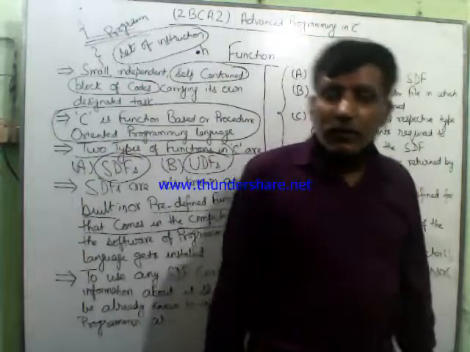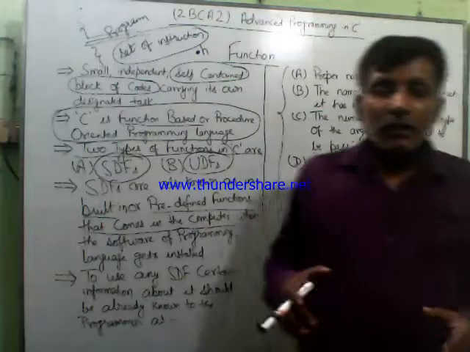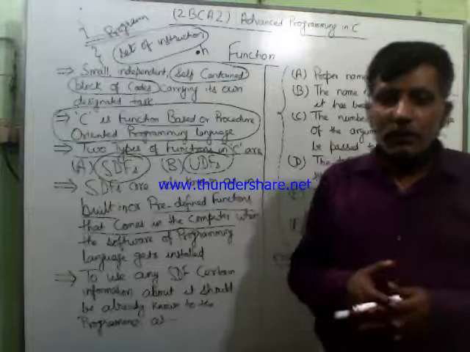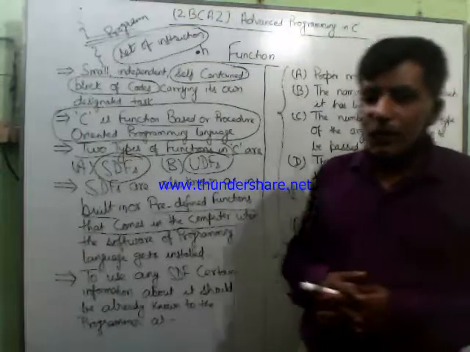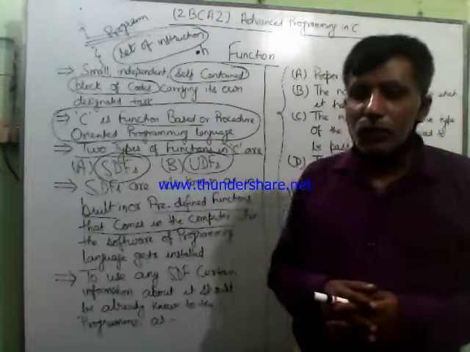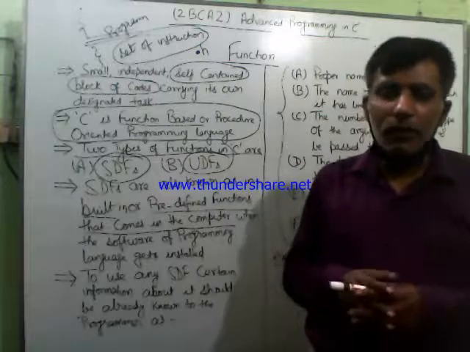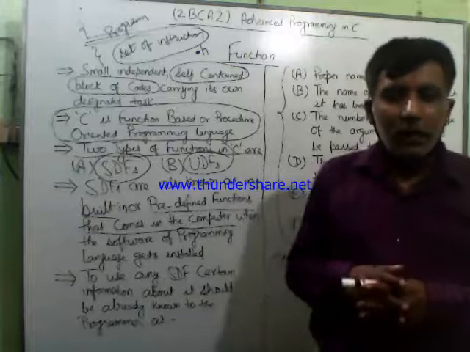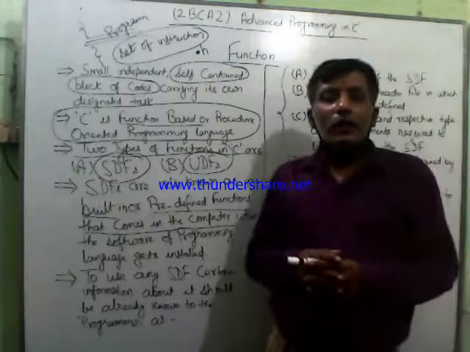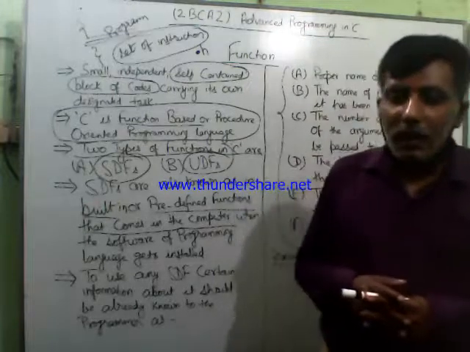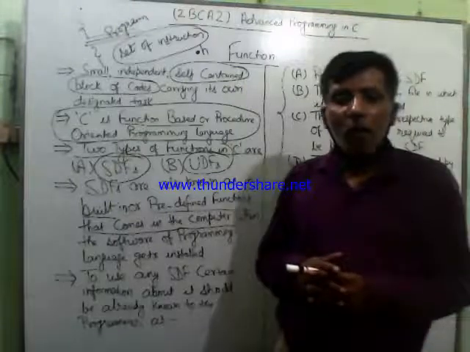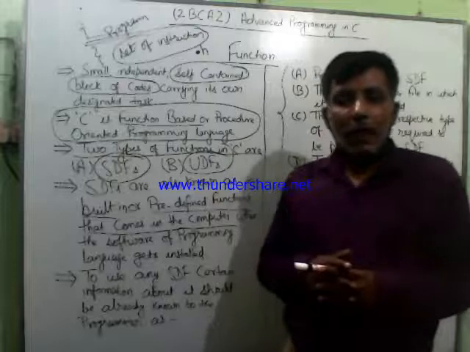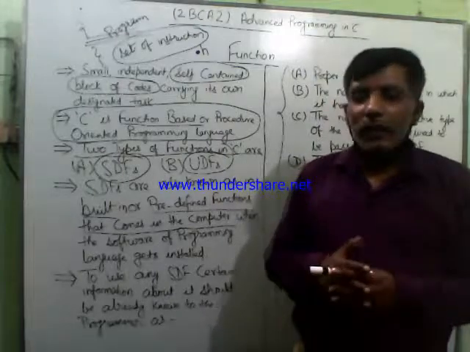Some functions do not return any value, like clrscr. clrscr is a function that is used to clear the execution screen. Whenever you require to clear the execution screen or output screen, you can make a call to the function clrscr. It has been defined in the conio.h header file, and this function does not return any value.